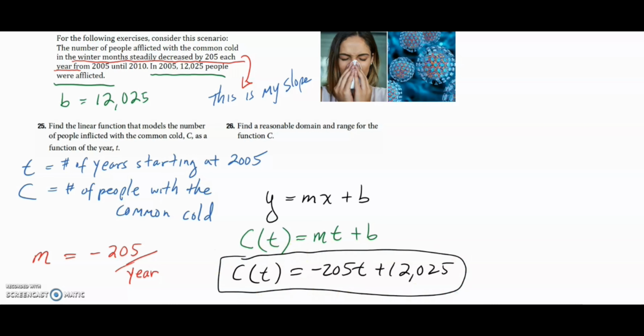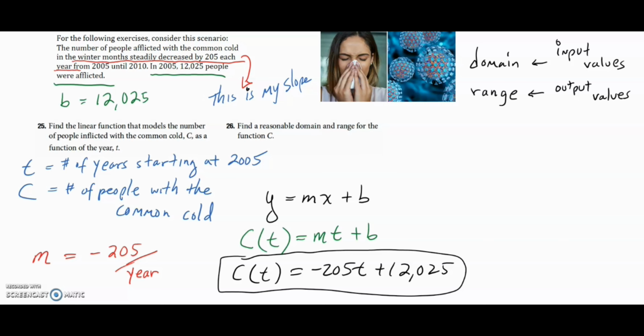Think about that. Now for the next part. I want to find a reasonable domain and range for the function C. What was domain again? Oh yes, all the input values. And what was the range? Oh, that's right, the set of all output values. Okay, now think about this. What are all the input values? Well, that must be t. So t must be years. Where did we start? That's right, 2005. How far do we go?